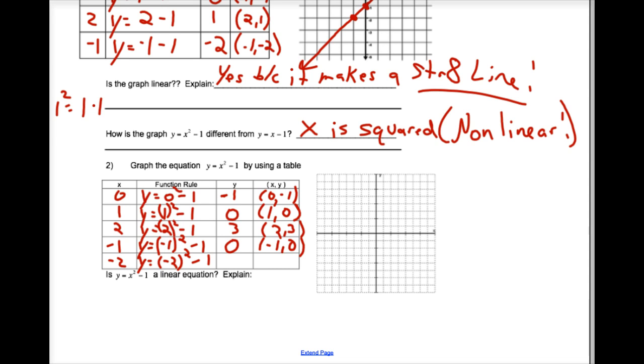Who knows what negative 2 with parentheses around it squared is? Teddy? Well, the answer's 3. Okay, but negative 2 squared is 4, right? Minus 1 is 3. And negative 2, guys, squared is positive 4, because negative 2 times negative 2 makes positive 4. Subtract 1, we get a 3. So I know the point negative 2, 3 is in there.